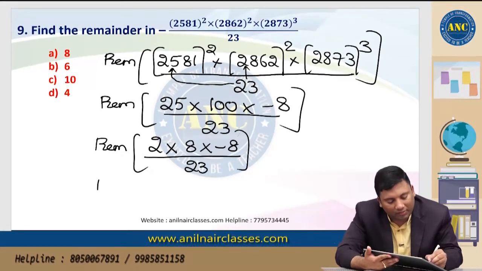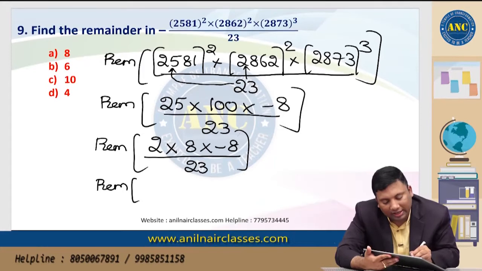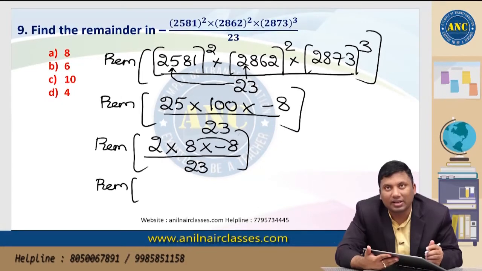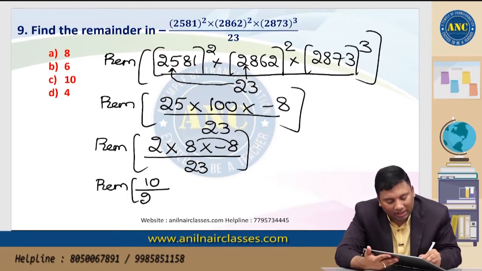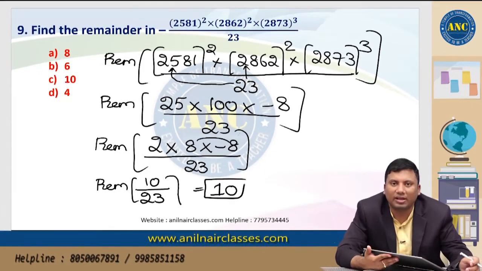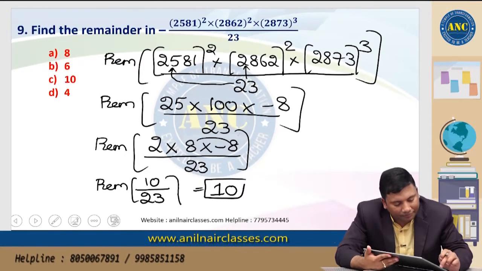So the remainder: 8 8s are 64. 64 means 23 3s are 69. So it is 64 minus 69, which is minus 5. Minus into minus is plus. So 10 divided by 23. Answer is nothing but 10. I hope the idea is clear.